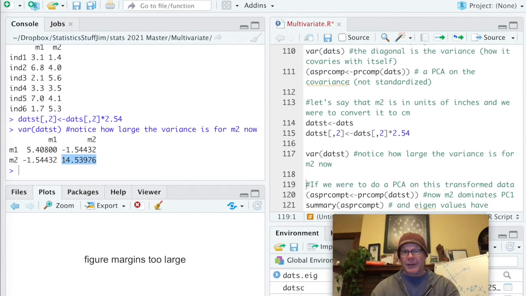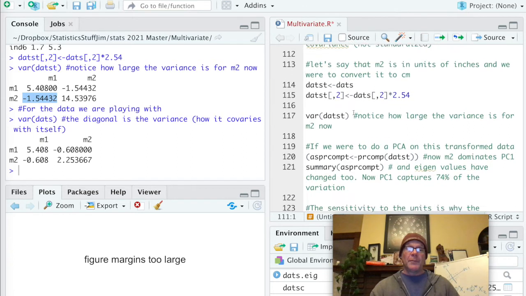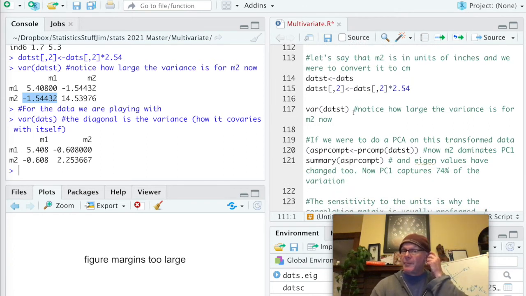And similarly, the covariance has changed as well, right? Here's the original data. Here's our covariance. We only need to do one of those, they're the same. Here's the covariance, here's the variance. Once we convert M2 into units of centimeters, now here's the variance and here's the covariance. So the covariance matrix has changed because we've changed the units. And now let's do a principal components analysis on that new data.